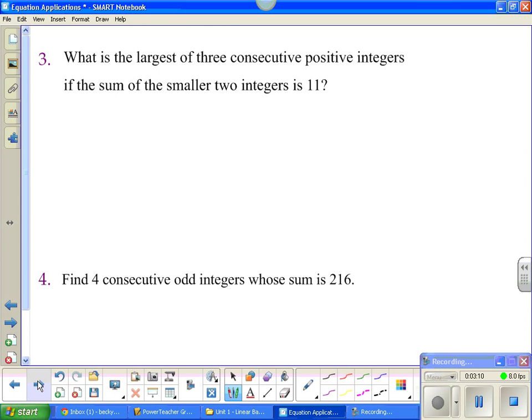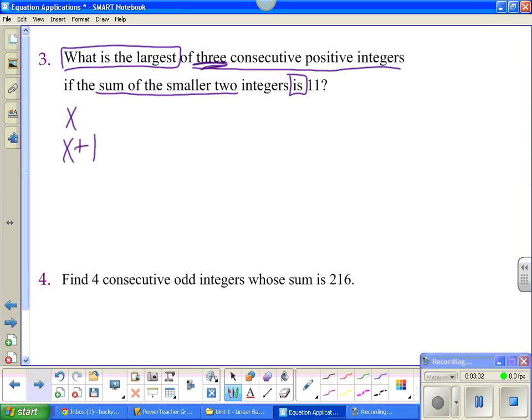What is the largest? That's important. What is the largest of 3 consecutive positive integers? Positive just means they're not negative. If the sum of the smaller 2 is 11. So I have 3 consecutive positive integers. So I have x, x plus 1, and I have x plus 2. I want the largest. I want this guy.